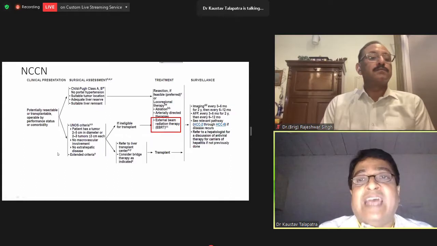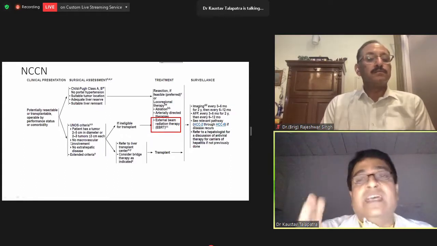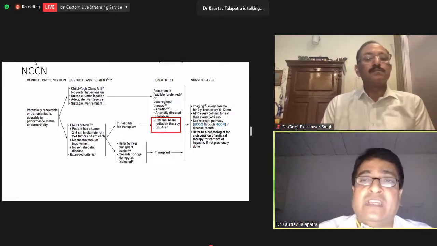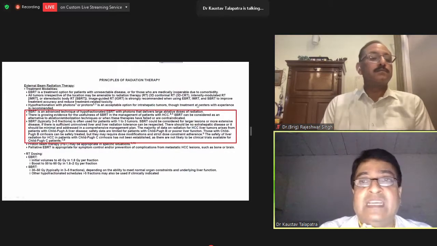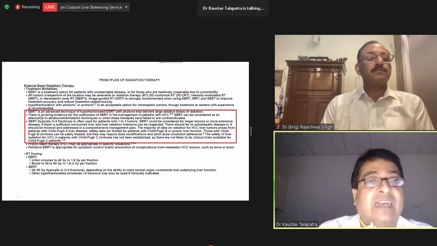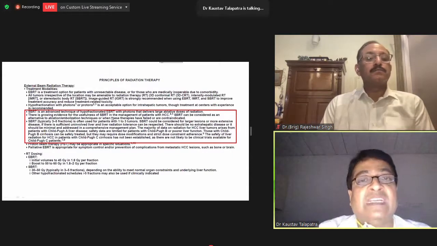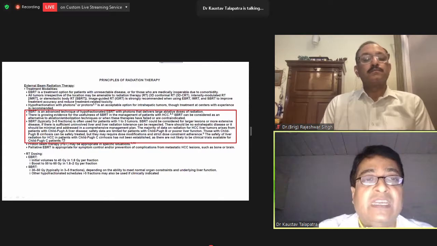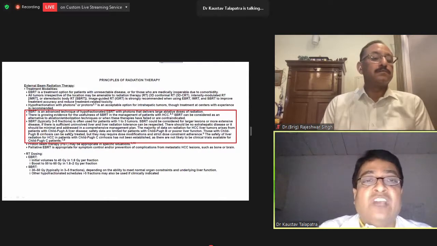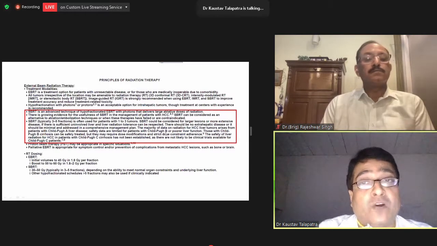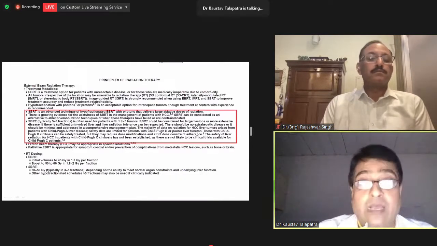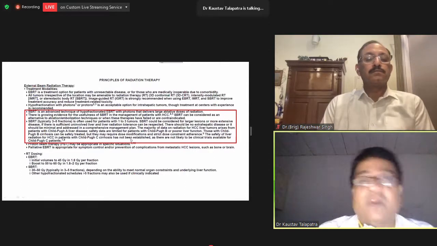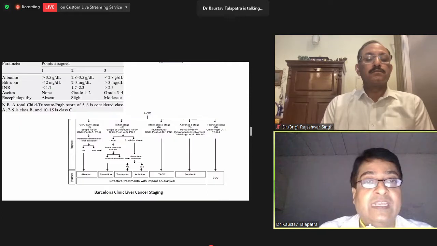So NCCN has brought in SBRT and external beam radiation as a treatment option in its guidelines. And as we can see, NCCN has clearly written that SBRT is an advanced technique of hypofractionated EBRT, and it should be considered in Child-Pugh A, with limited data for Child-Pugh B or poorer liver function. And for Child-Pugh C, it has still not been established, but for tumor thrombus, definitely yes.